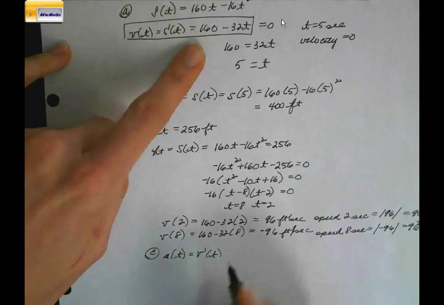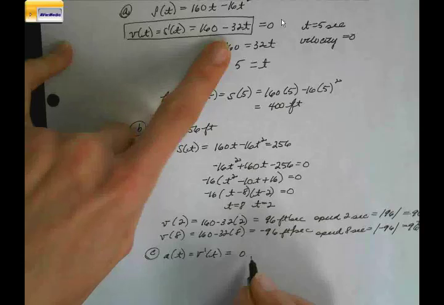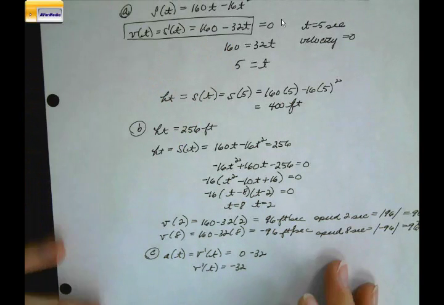There's velocity. Okay, so the first derivative of velocity: the first derivative of 160 is 0, and the derivative of a negative 32t is a negative 32. So acceleration is a negative 32, a negative 32 the whole time. So it's staying pretty consistent there.